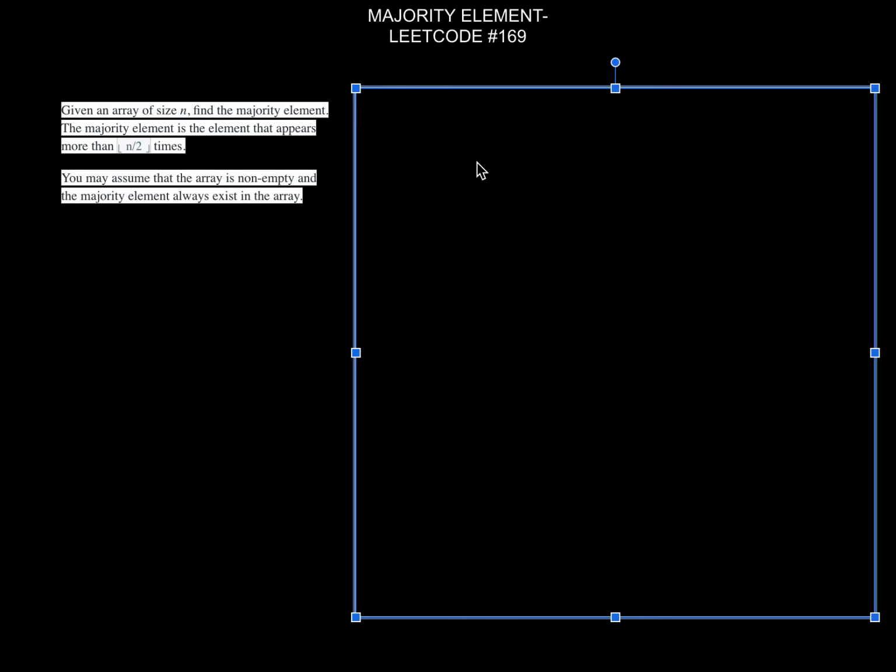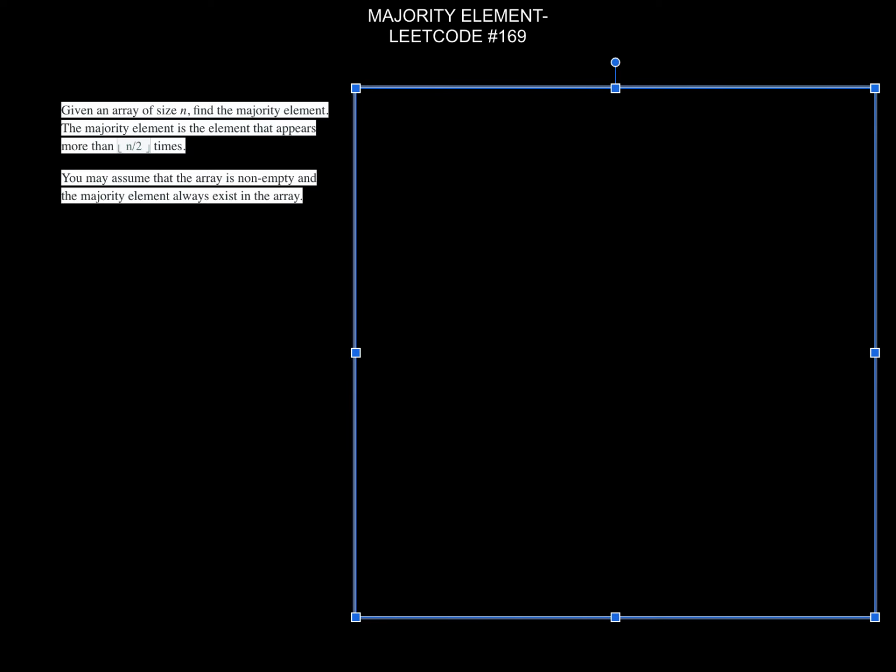Hey guys, this is Leetcode 169, Majority Element. The question says, given an array of size n, find the majority element. The majority element is the element that appears more than n over 2 times. You may assume that the array is non-empty and the majority element always exists in any input.